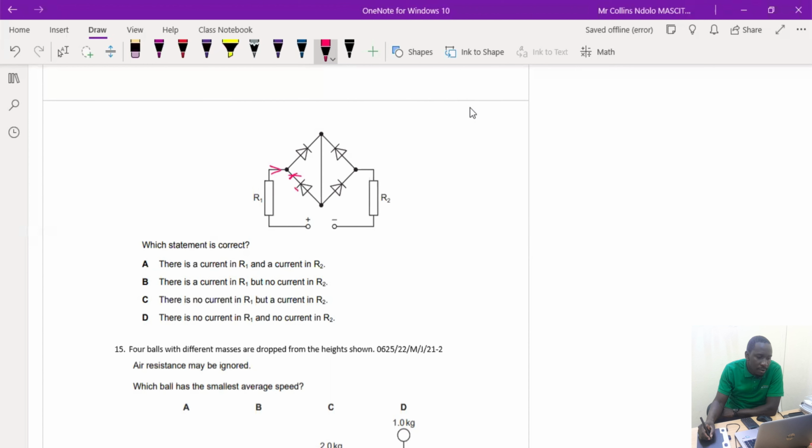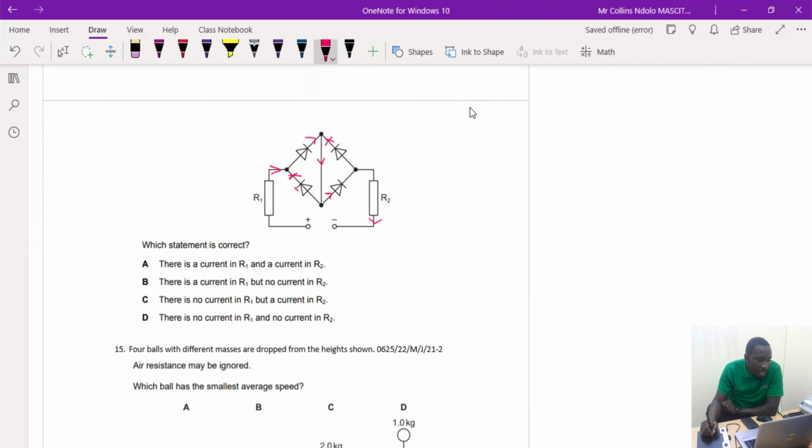It only allows the current to flow if the flow of the current is in the same direction as its arrow. So the current will flow here and then come here. When it comes here, it cannot flow here. It will be reverse biased, so it won't allow current to flow. Therefore, this current will flow here. When it reaches here, it will follow here and then go through R2.